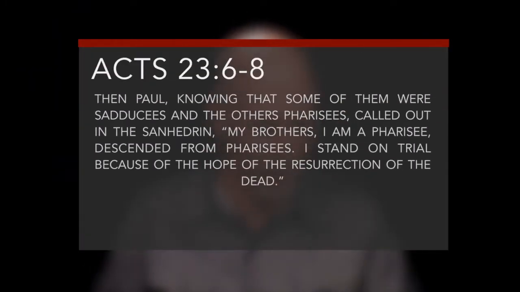So he uses his Pharisaic background in order to really shrewdly leverage the situation. Watch what it says down in verse 6. Then Paul, knowing that some of them were Sadducees and the others Pharisees, called out in the Sanhedrin, my brothers, I'm a Pharisee, descended from Pharisees. I stand on trial because of the hope in the resurrection of the dead. Paul knew that half the Sanhedrin were Sadducees and half were Pharisees. And the Sadducees don't believe in the resurrection, whereas the Pharisees do.